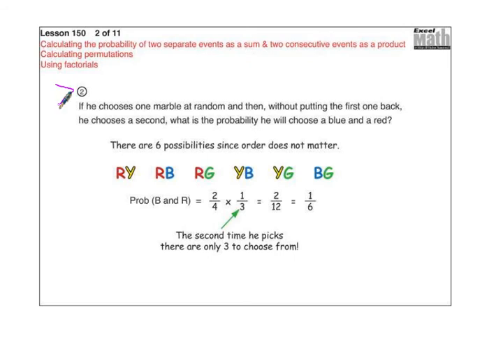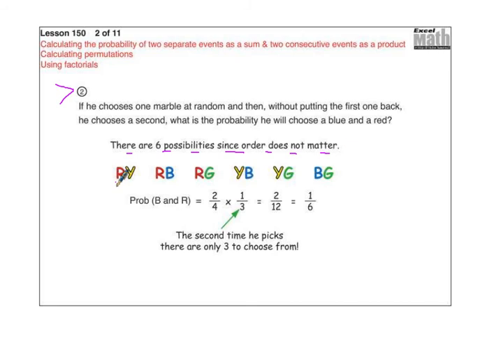Here's number 2. If he chooses one marble at random and then, without putting the first one back, he chooses a second, what is the probability he will choose a blue and a red? A blue and a red. There are 6 possibilities since the order does not matter. It doesn't have to be a blue first. It could just be a blue and a red one.